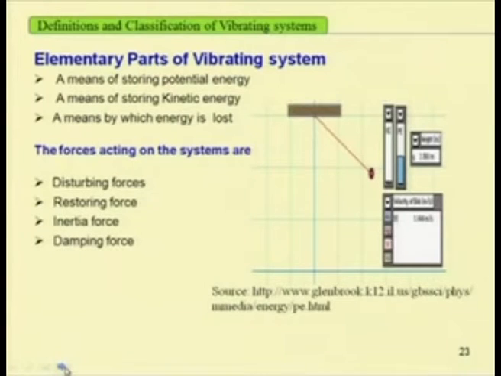So, we have discussed different elementary parts of a vibrating system. In today's class we are going to derive the equation of motion by using Newton's method or D'Alembert principle, which are based on the force and moment equations. Already we know the different elementary parts of the vibrating system.